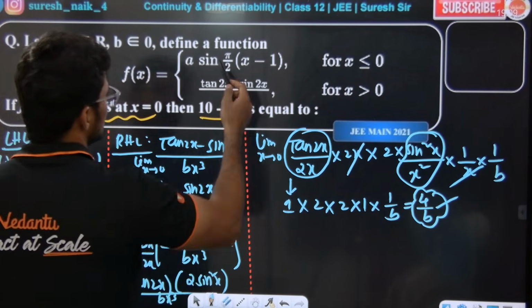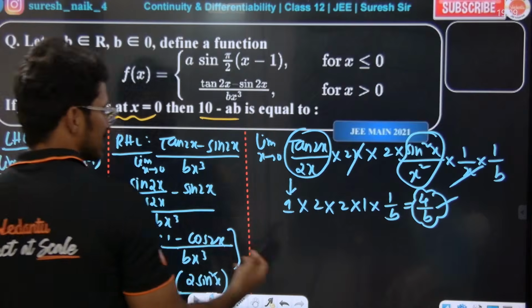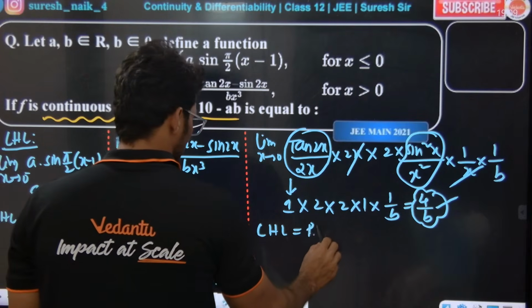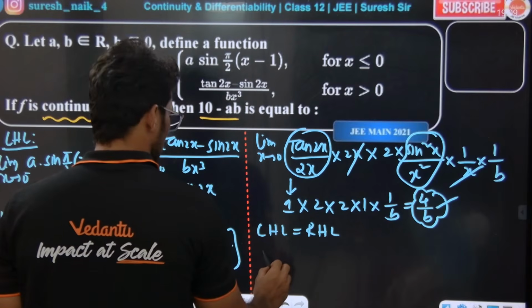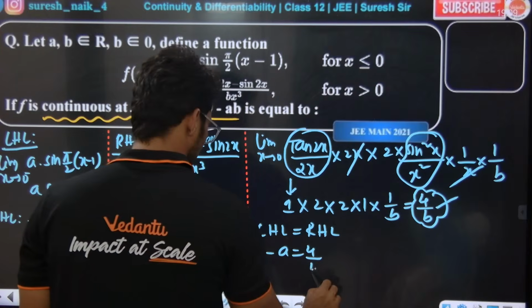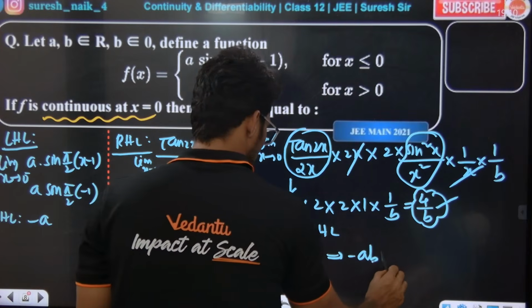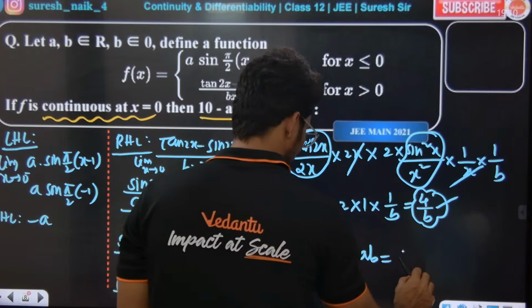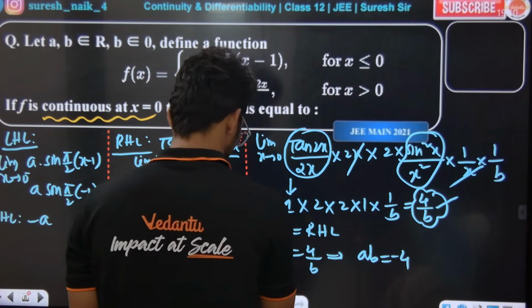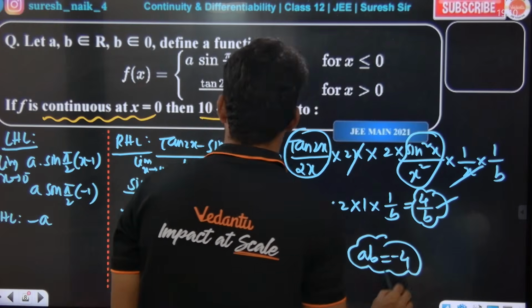The functional value at x equal to 0 is the functional value. LHL is equal to RHL, that's it. LHL should be equal to RHL. Simple question. LHL minus a is equal to 4 by b, minus ab is equal to what? ab is equal to minus 4.